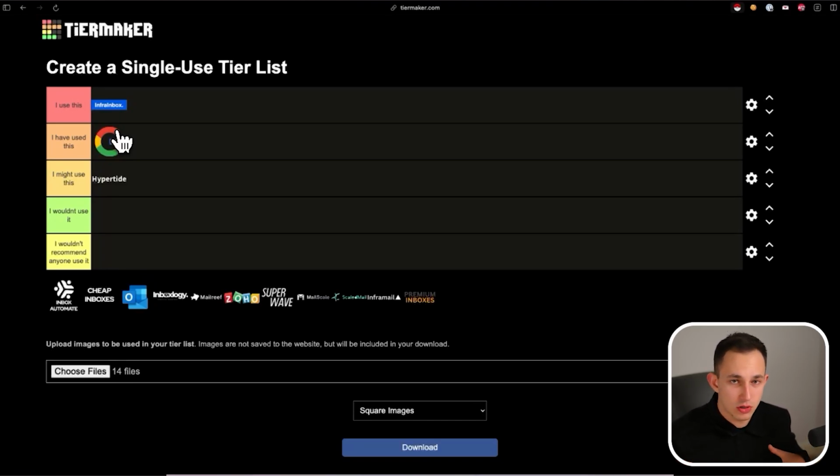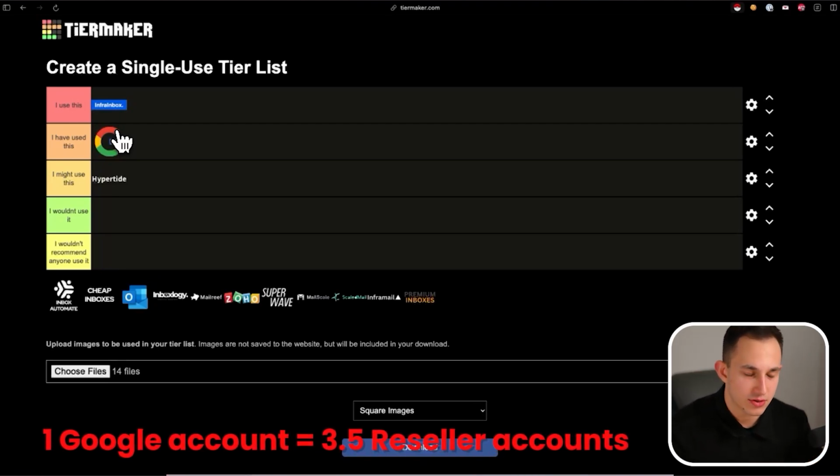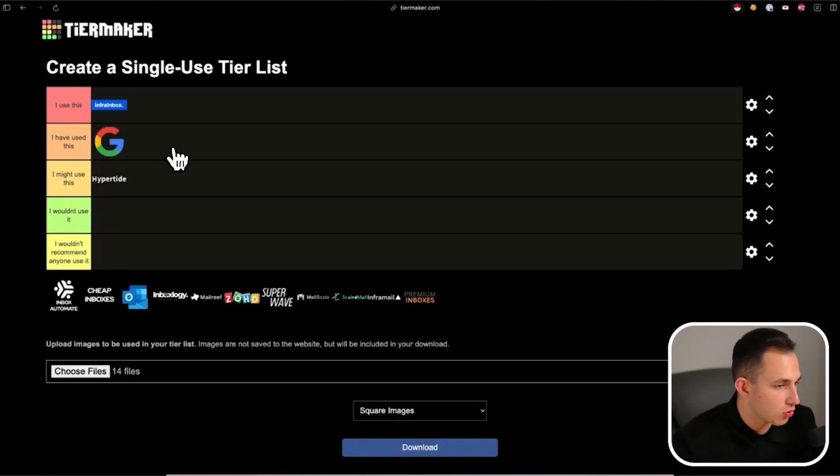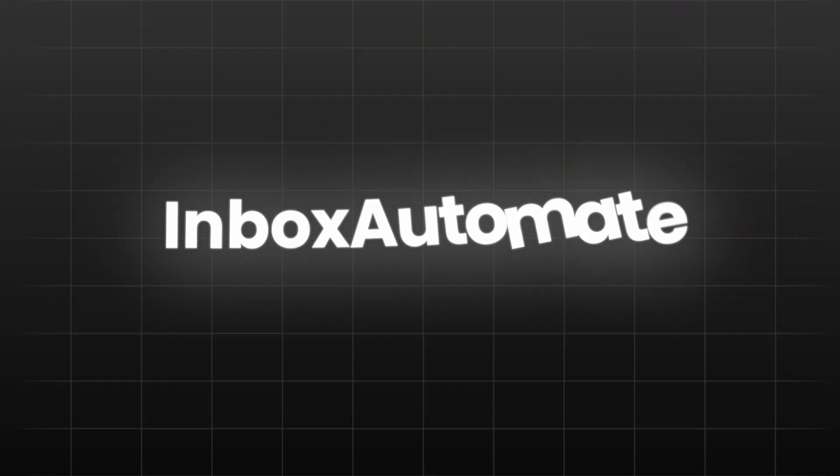Because one Google account is about $7 and a reseller account is $2, meaning for every Google account you can get 3.5 reseller accounts, which of course starts to add up very, very quickly. So that's why I put Google at I haven't used this. Next is going to be Inbox Automate.